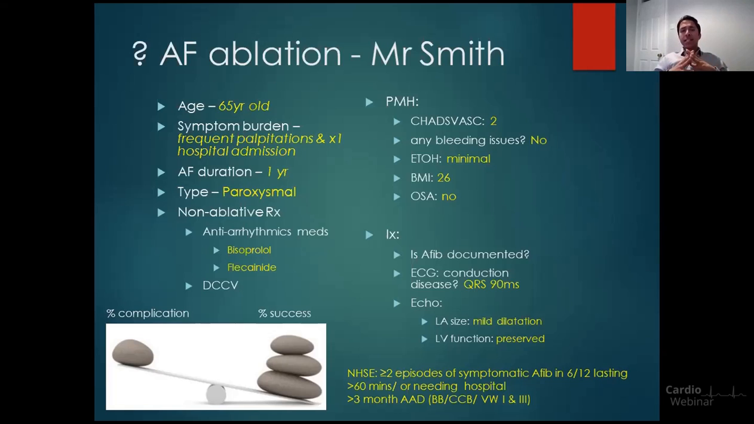Are there any of those things that need to be optimized? He's anticoagulated. There are no bleeding issues. That's all good. So I ask him in clinic, how much alcohol are you drinking? Minimal. Good. What's his BMI?